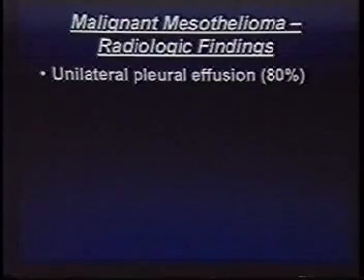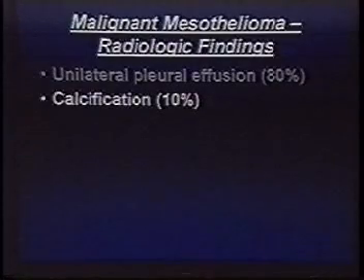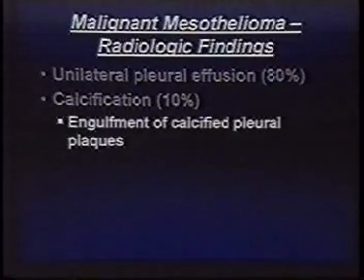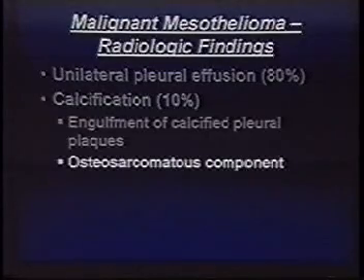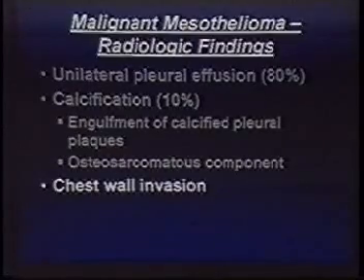These are associated with a unilateral pleural effusion in 80% of cases, calcification in 10%, and this may result from either absorption of an adjacent calcified pleural plaque or an osteosarcomatous histology. And they can also invade the adjacent chest wall.